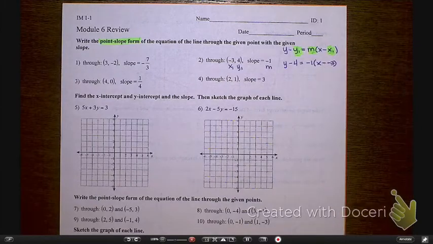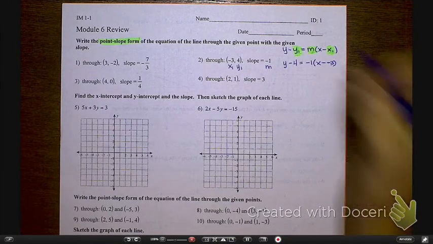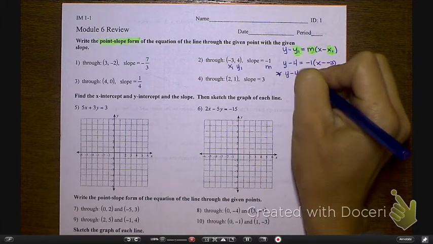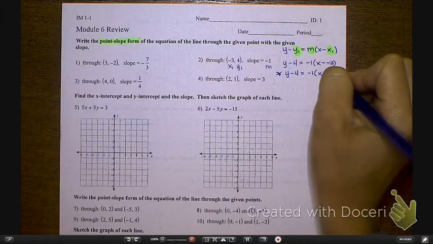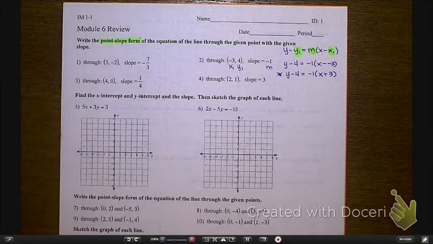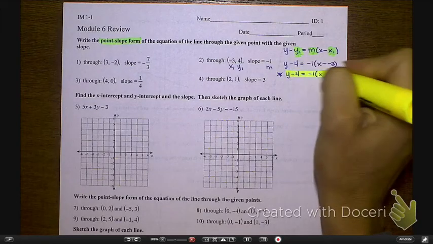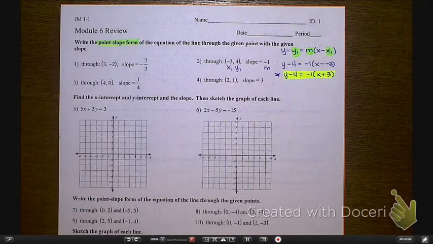Now what happens when we get that double negative for the -3? Yeah, it really turns into +3, right? So our final answer, y minus 4 equals -1 times x plus 3. Okay? Does that make sense on that one? Okay, so there's our final answer there. Number 2.